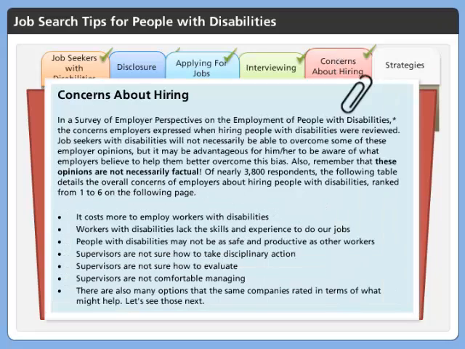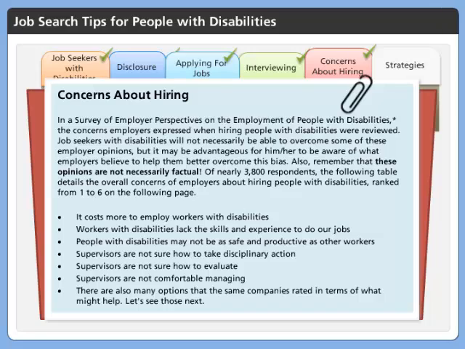In a survey of employer perspectives on the employment of people with disabilities, the concerns employers expressed when hiring people with disabilities were reviewed. Job seekers with disabilities will not necessarily be able to overcome some of these employer opinions, but it may be advantageous for him or her to be aware of what employers believe to help them better overcome this bias. Also, remember that these opinions are not necessarily factual. Of nearly 3,800 respondents, the following table details the overall concerns of employers about hiring people with disabilities, ranked from 1 to 6 on the following page.